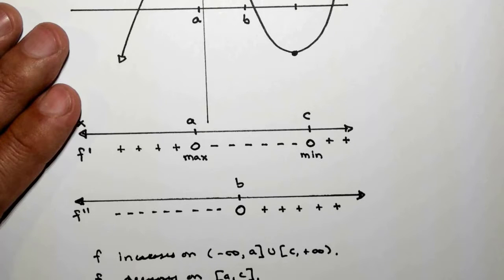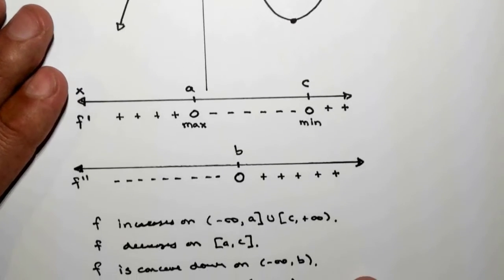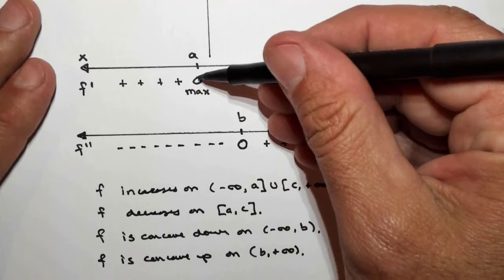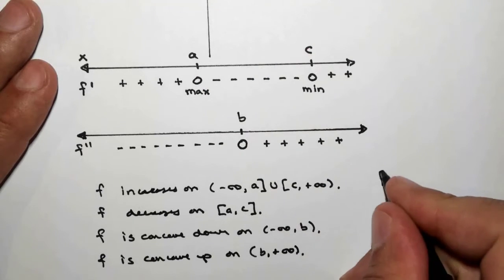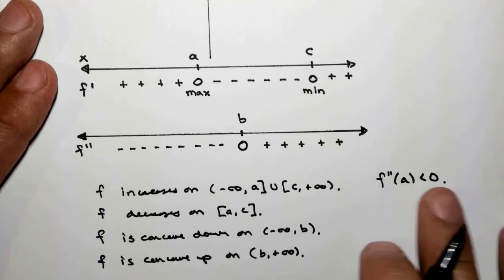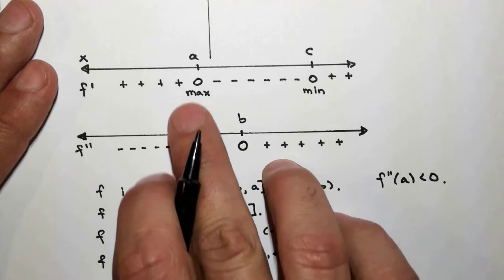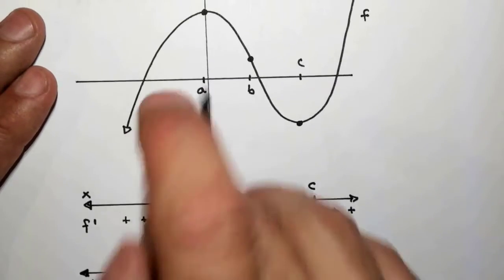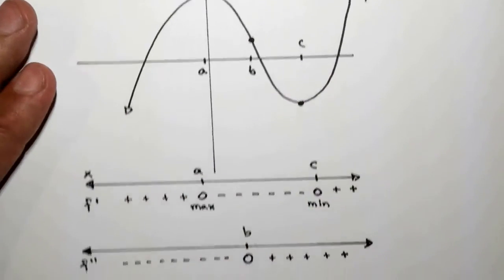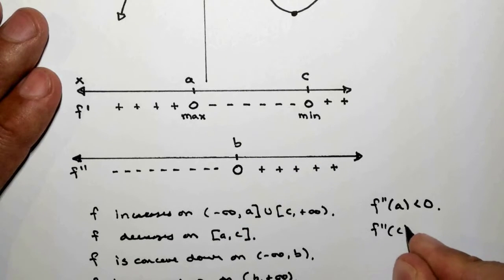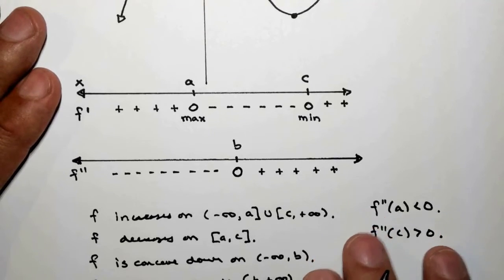Just another interesting thing to note as we take a look at the second derivative test is that if we evaluate the second derivative at these points, you'll note that f double prime of a is actually less than 0. And since it's concave down, we can conclude that it's a maximum. For concave down, we're going to have a maximum value there. And noting here, f double prime of c is greater than 0, well, that gives us a minimum because we know it's concave up.